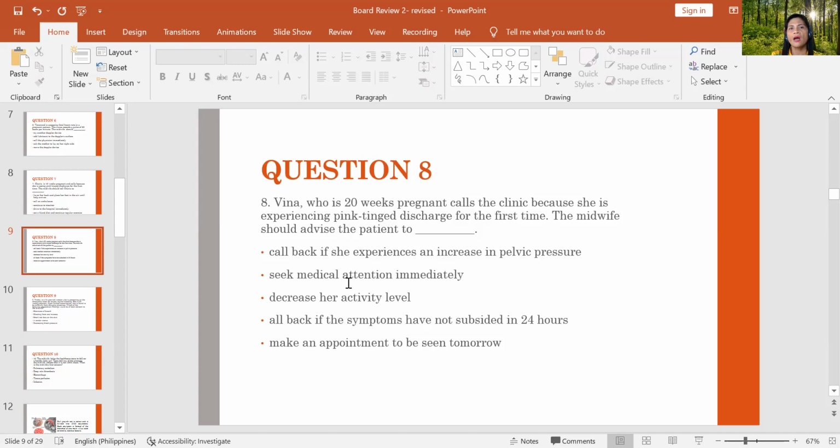So, di ba? Ano ba ang age of viability? It is 24 weeks, right? So hindi pa mabubuhay 'yan kasi 20 weeks pa lang, 'di ba? So she should be seen immediately to determine if there is a cause such as cervical insufficiency or premature dilatation of the cervix. Baka naman po open na yung kanyang cervix. It cannot hold the fetus inside already. So baka magkakaroon na ng premature labor and eventually the baby will come out. So kailangan na lang mag-seek ng doctor's attention.